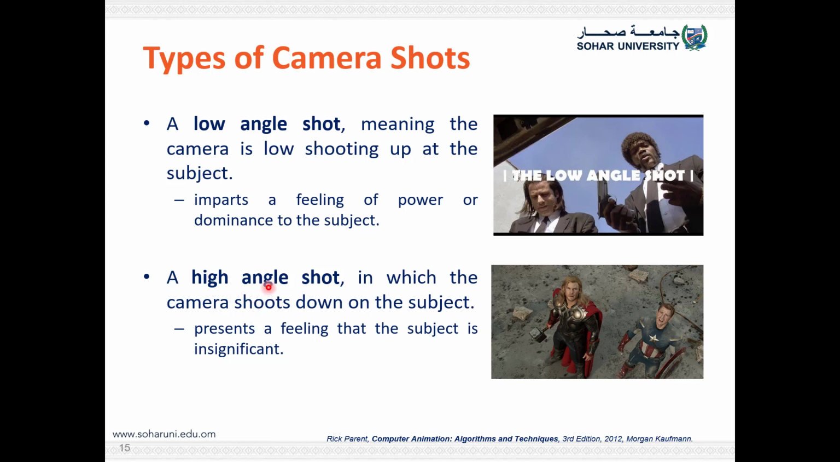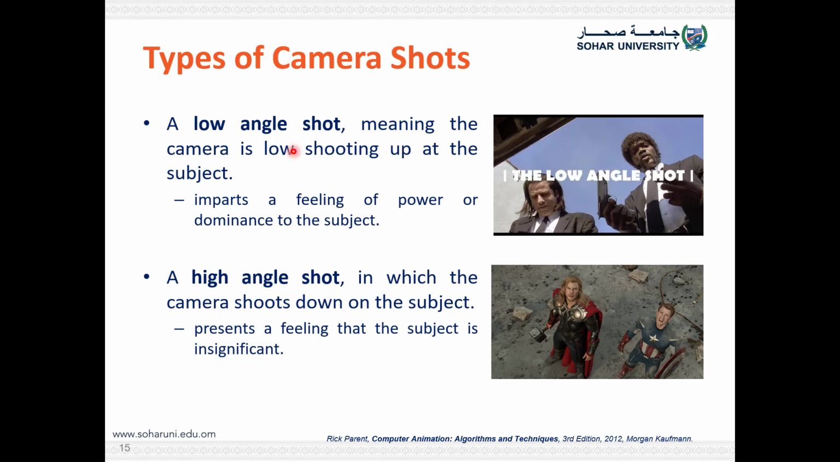The second type is called high angle shot. The position of the camera will be up, and of course, as you can find here, the camera shoots down on the subject. We could use this kind of shot if the subject is insignificant, not important, and the details are not important for me, so I can put the camera at the top and then take a shot of the subject. So these are the 2 types.